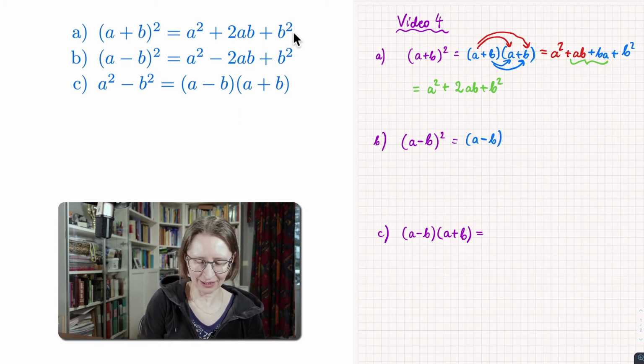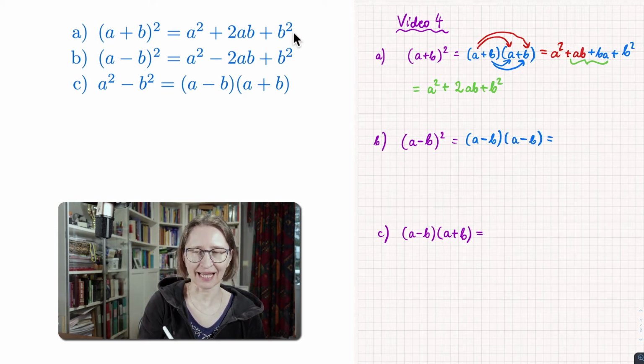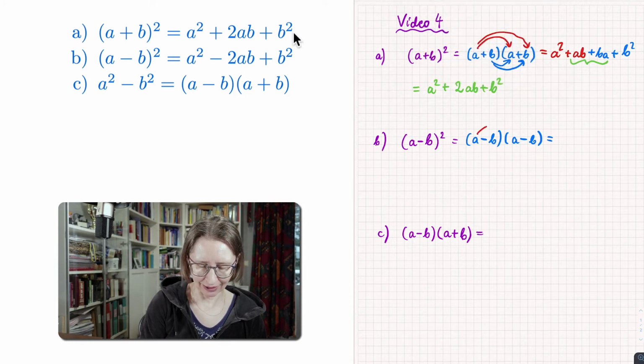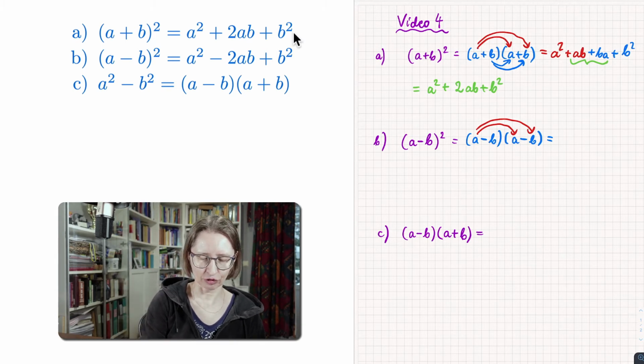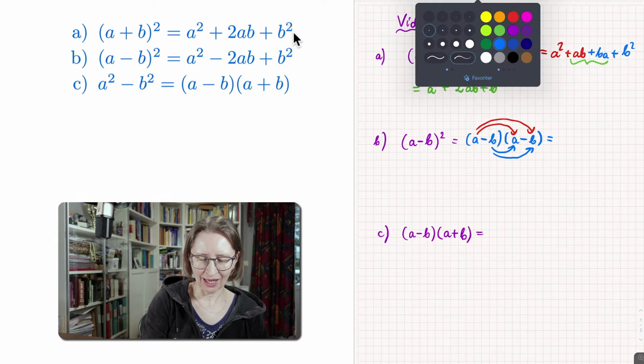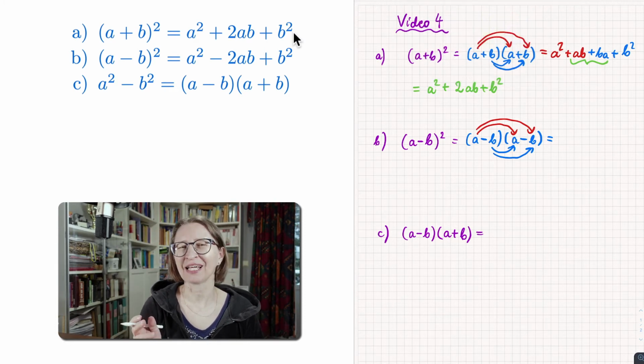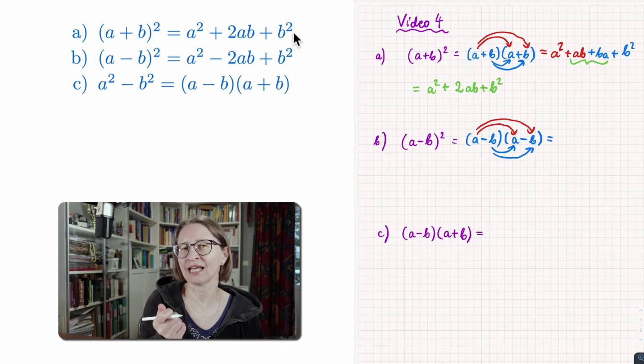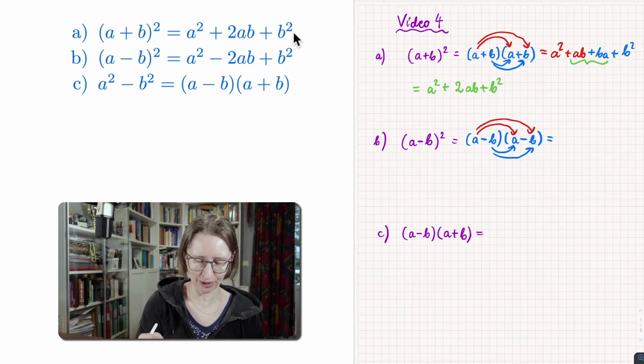The difference is that I have differences in play instead of sums. But the rule is exactly the same. So first I have to multiply a with both elements in the second parenthesis and then minus b. And maybe you wonder why I say that it's the same formula. Well, remember that minus b is the same as plus minus b. So subtraction is just addition of the opposite number, right?